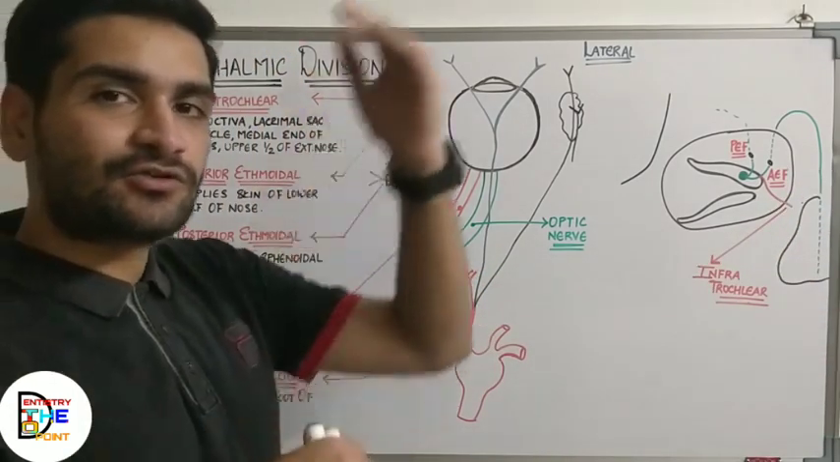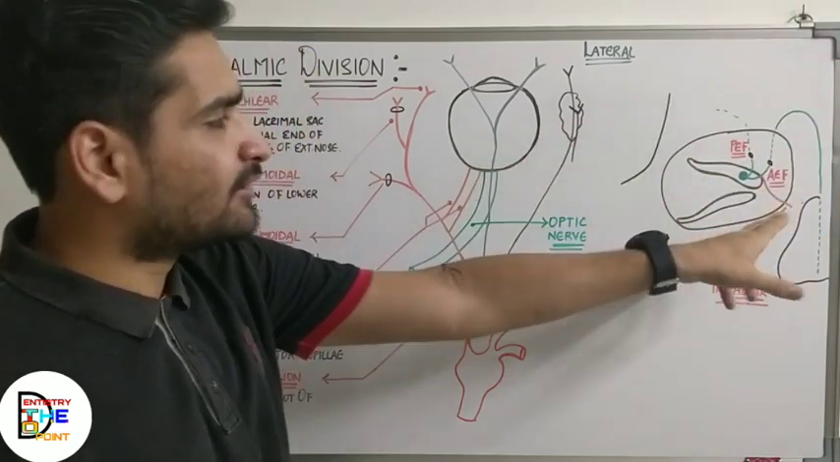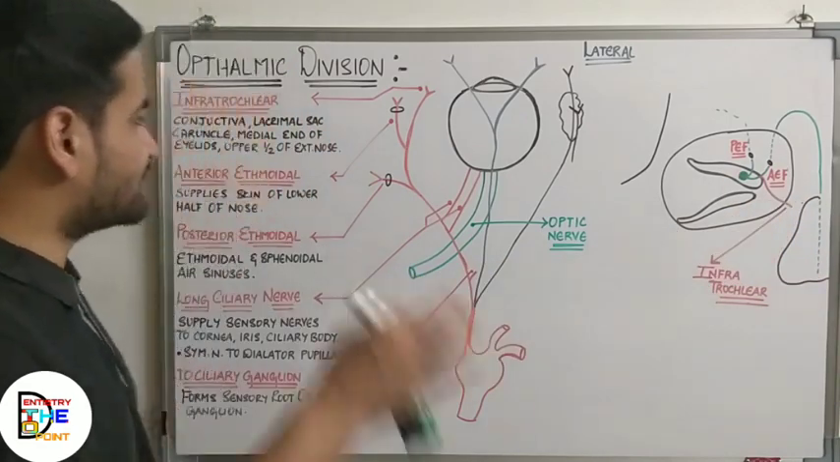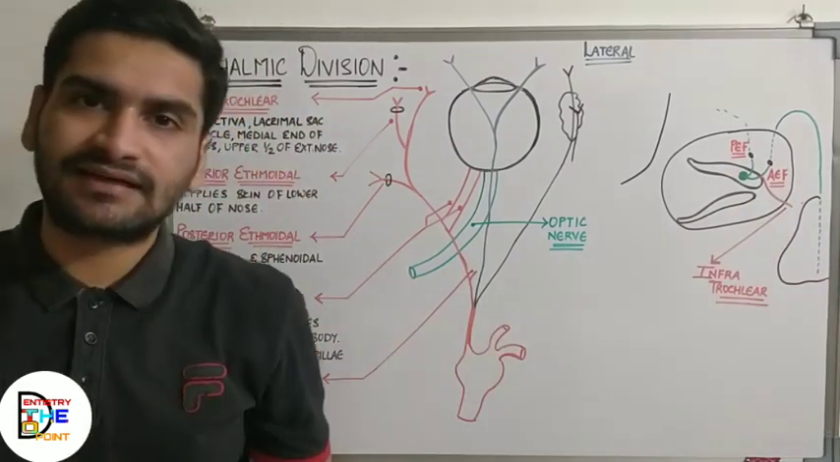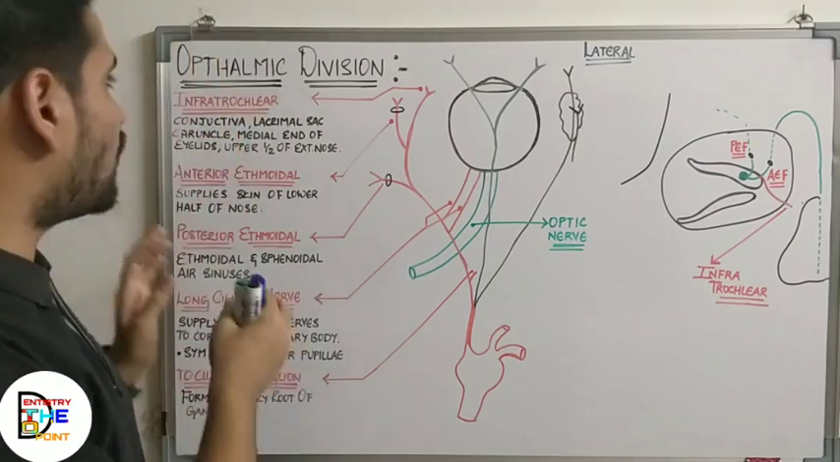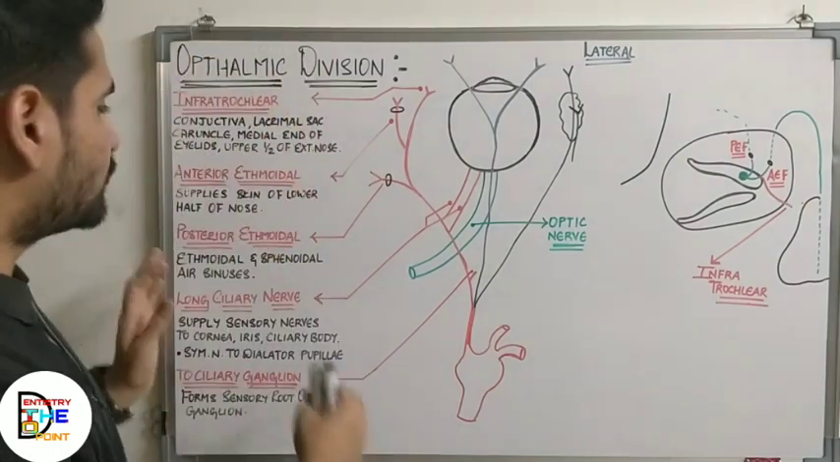Now see, we studied supratrochlear, which was supplying the root of the nose and skin of the forehead. This one is going to supply the upper half of the nose along with the medial angle of the eye. This much you remember, right? So these are the 5 branches of the nasociliary nerve, which is a branch of the ophthalmic nerve, which is a branch of the trigeminal. Now I hope this is clear.